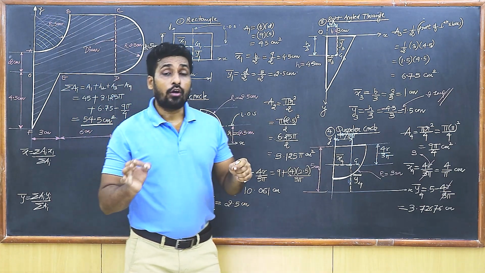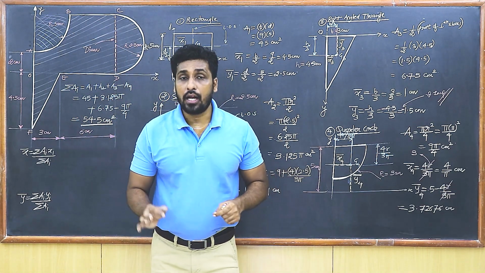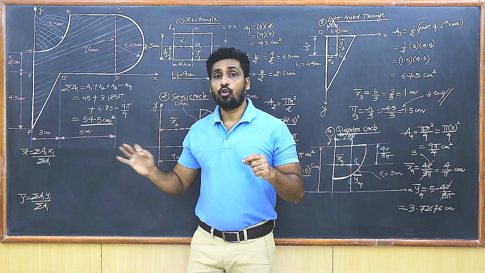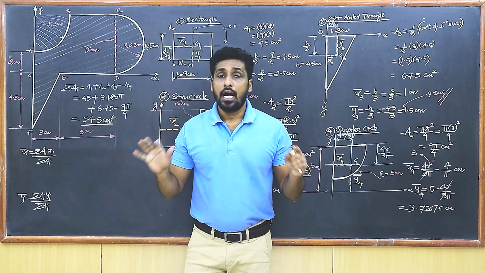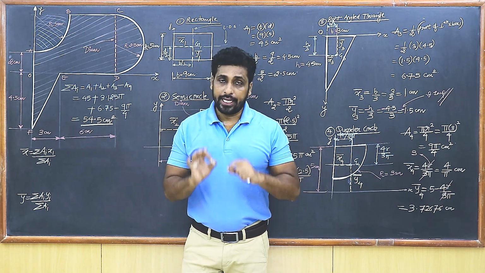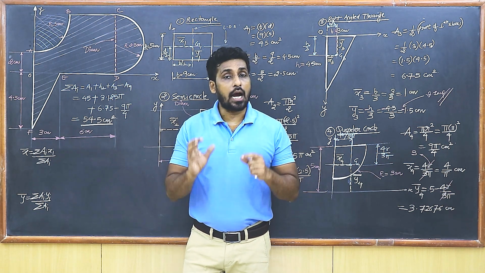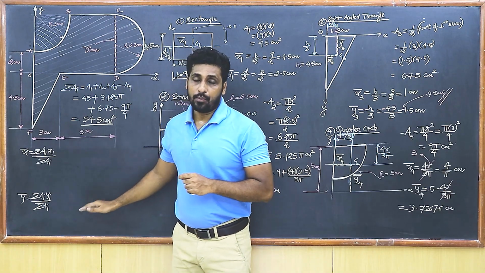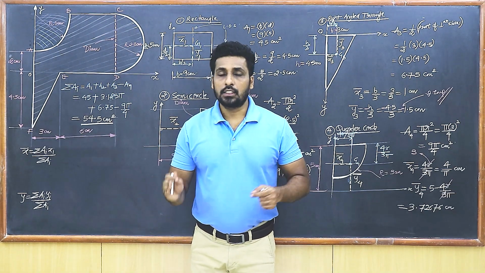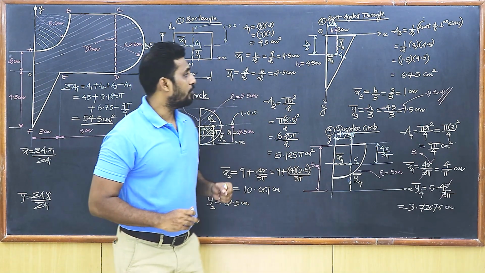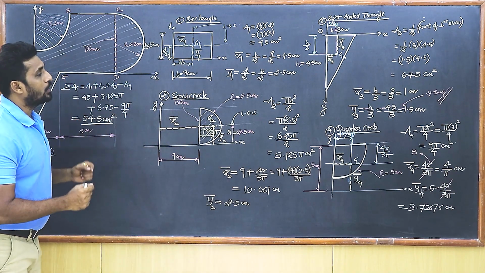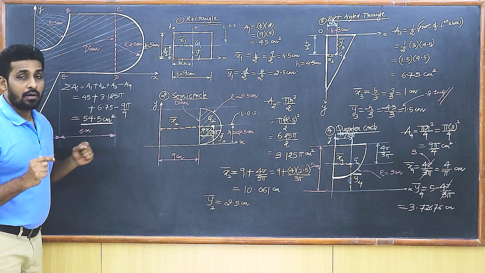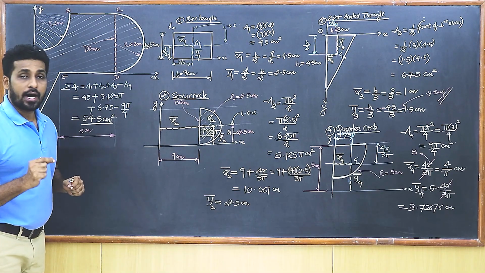So far, students, we have understood how to find the centroids of all the standard shapes, and then we have also got the areas. Now these two values I'm going to take and go to the formula for x bar and y bar. Students, now place all the values. Now we have A1, X1 bar, Y1 bar, A2, X2 bar, Y2 bar, A3, X3 bar, Y3 bar, and A4, X4 bar, and Y4 bar.